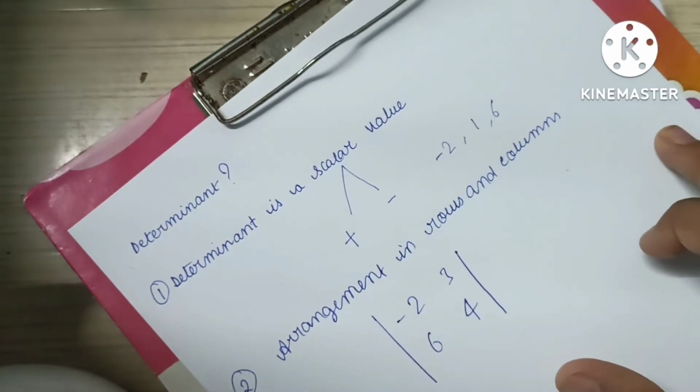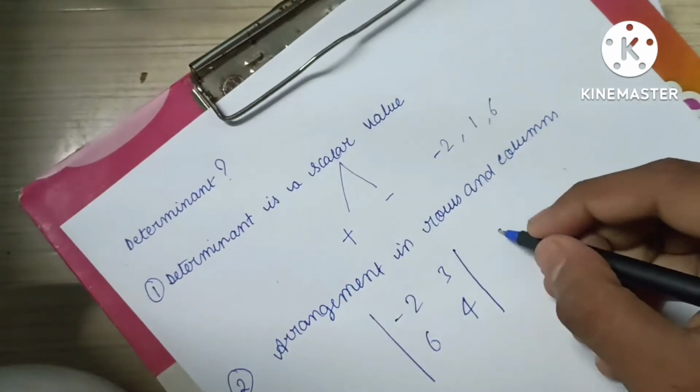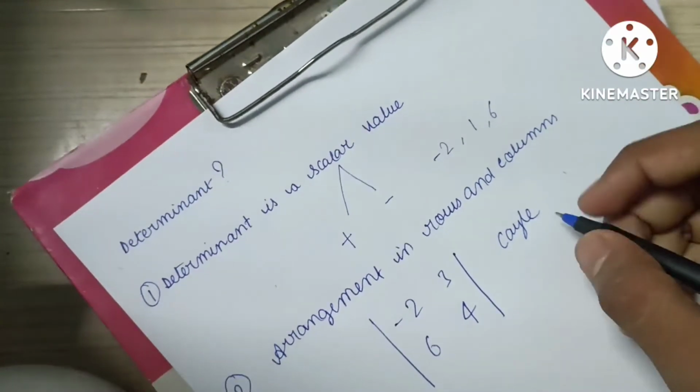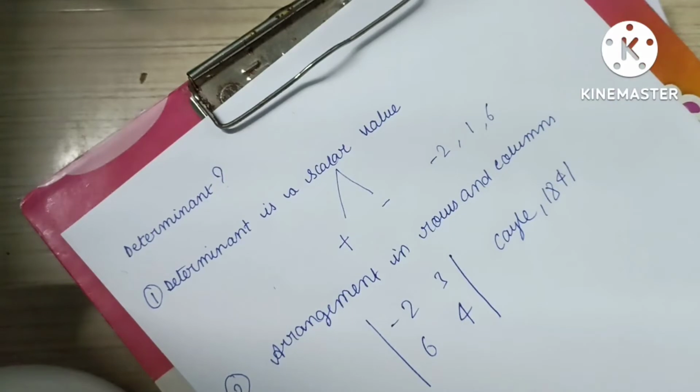This theory of determinants was given by Cayley, C-A-Y-L-E, the Englishman Cayley, in the year 1841. When he explained or analyzed the theory of determinants, he used to enclose them in 2 vertical lines. So it has now become the symbolic notation of determinants. It is always enclosed with 2 vertical lines, and the number of rows is equal to the number of columns.